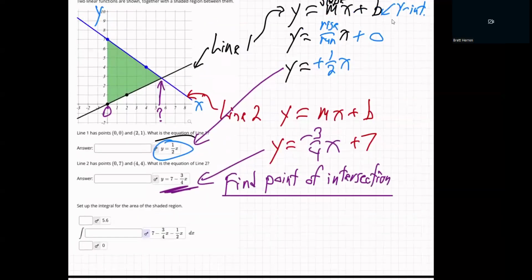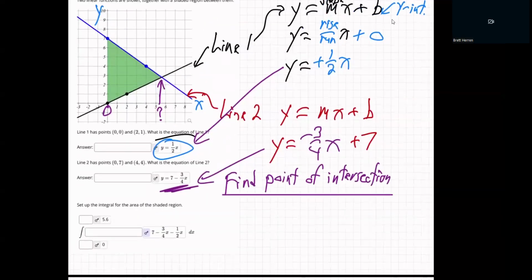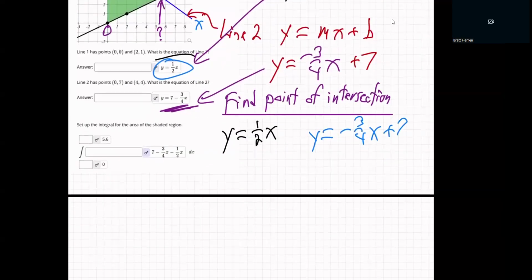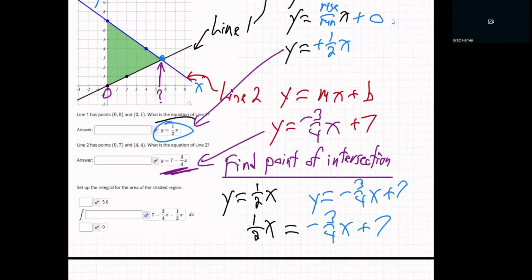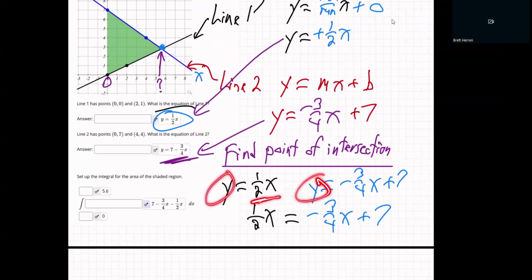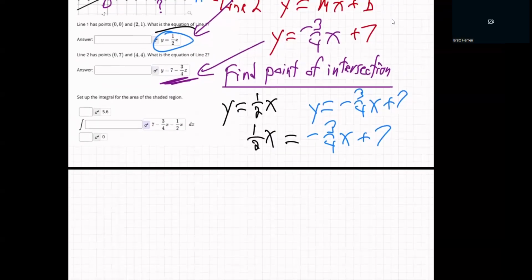To find the point of intersection, what you've got to do is set those two equations equal, because you want to know where y equals a half x equals y equals minus 3/4 x plus 7. Like, where do they meet? Right there. Where are their heights the same? So just say a half x equals minus 3/4 x plus 7, because you want their y values to be the same there, and their x values. So you're saying this y equals that y, meaning this equals that. So solve for x now.